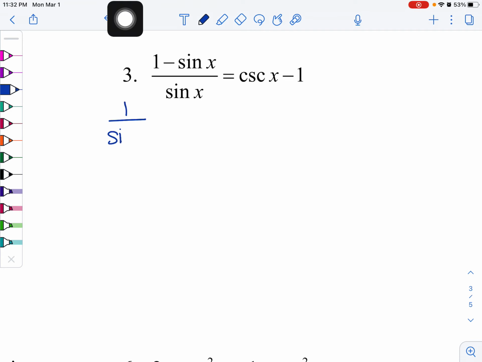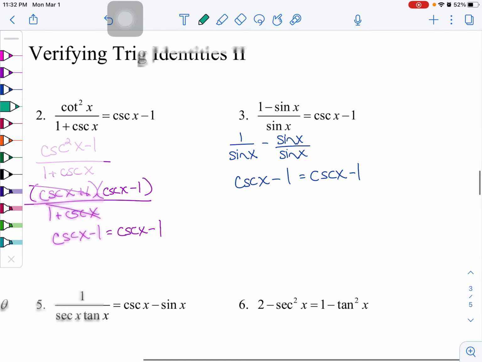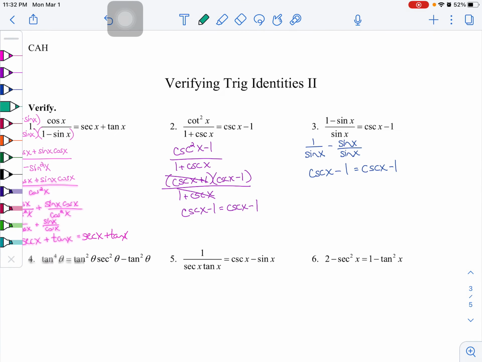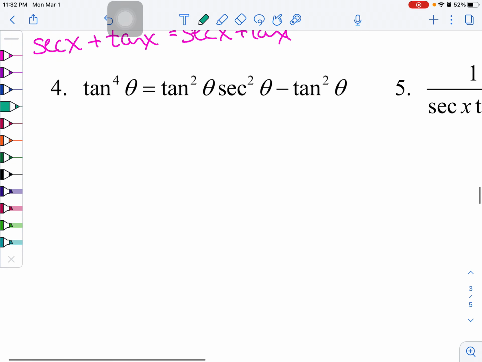So if you have a single denominator and you have multiple terms in your numerator, you can actually split this up into multiple fractions. So 1 over sine of x, minus sine x over sine of x. So 1 over sine of x is the cosecant of x. Sine x divided by sine x is just 1. And lo and behold, that is exactly what I was aiming for on the right side.